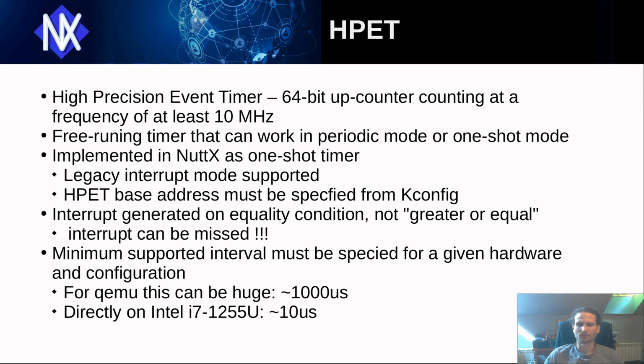The HPET comparator triggers an interrupt on equal condition, not greater or equal, which is a huge design flaw which can lead to interrupt miss in one-shot mode. To prevent this, we must explicitly specify the minimum supported interval for a given platform in the configuration so that the comparator update always triggers the interrupt.